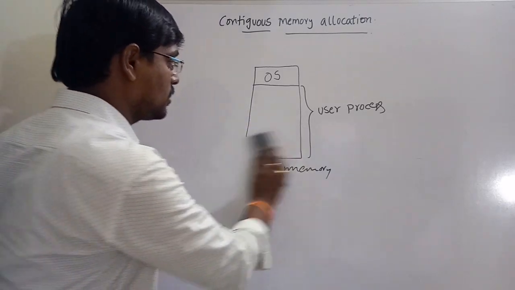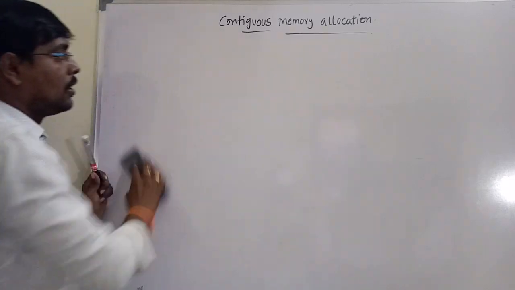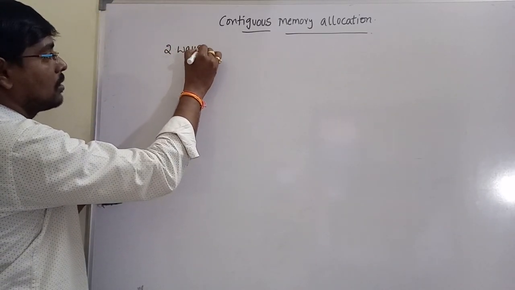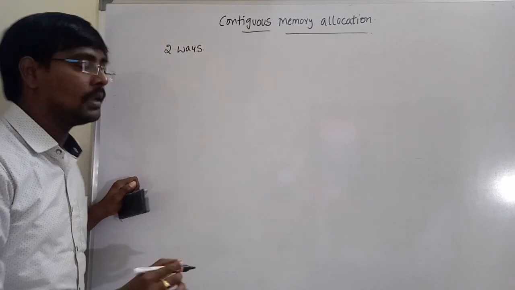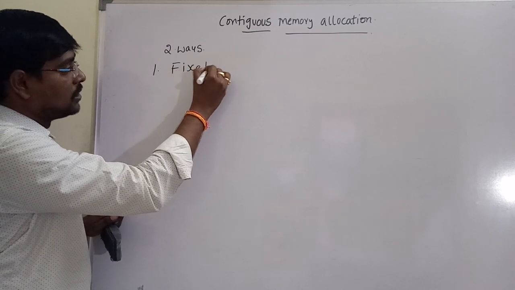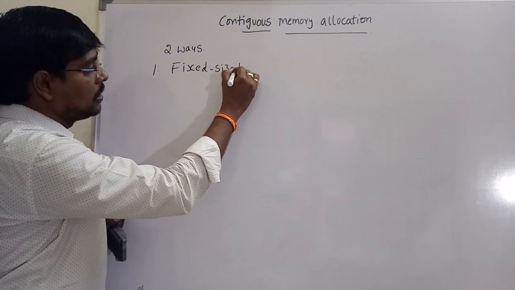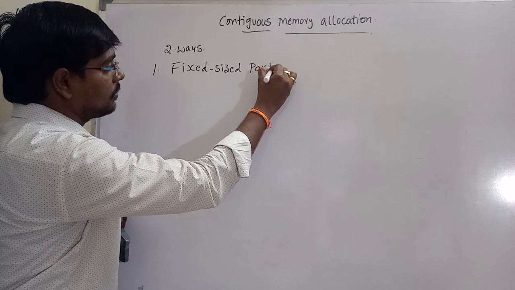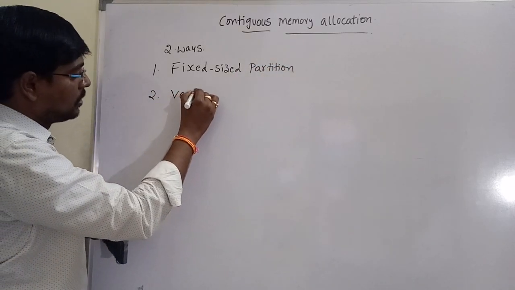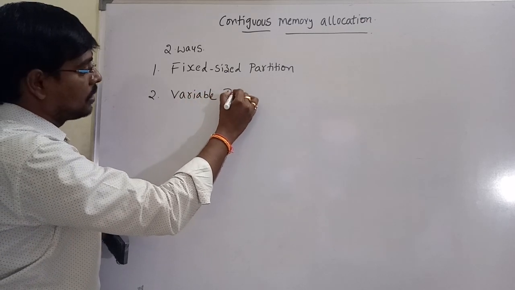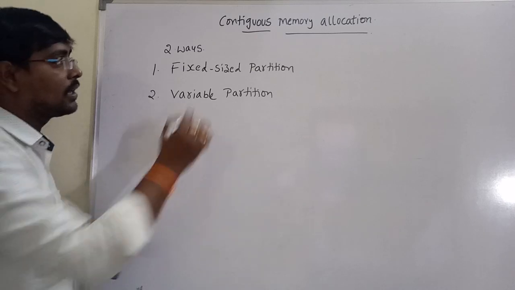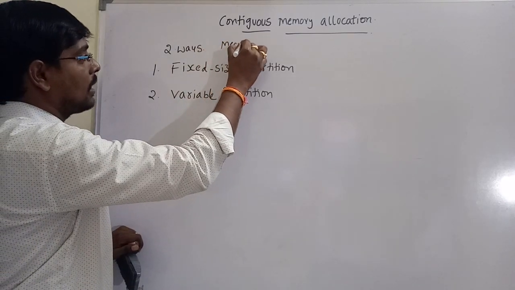Now we will discuss memory allocation. We have two ways of memory allocation. The first one is fixed sized partition. The second one is variable sized partition. In these two ways we are allocating memory.